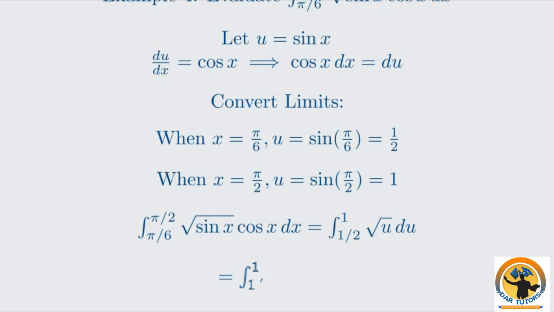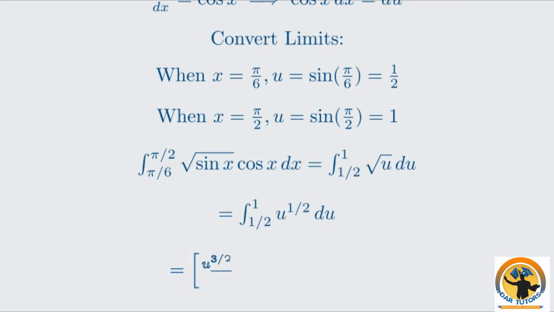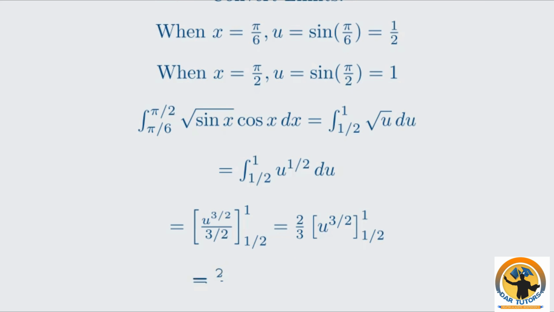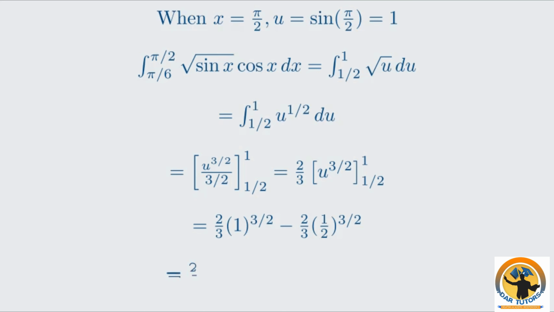We can write the square root of u as u to the power of 1/2. Let's find the antiderivative and evaluate. Using the power rule, the antiderivative of u to the 1/2 is u to the 3/2 divided by 3/2, which is 2/3 u to the 3/2. Evaluating from 1/2 to 1, we get 2/3 times 1 to the 3/2, minus 2/3 times 1/2 to the 3/2. Simplifying the expression, this gives us 2/3 minus 2/3 times 1 over 2 root 2. This simplifies to 2/3 minus 1 over 3 root 2.